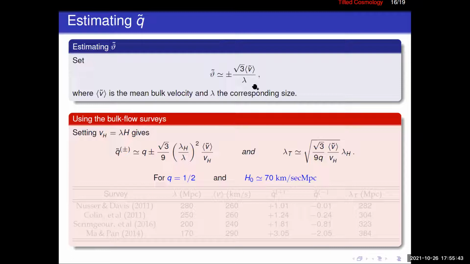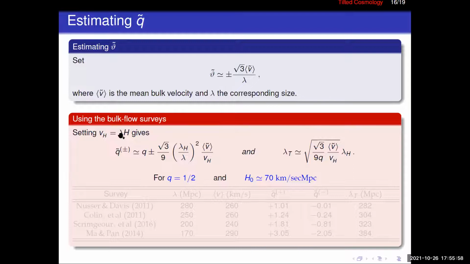And if we take this estimate and plug it into these relations, the one for Q tilde and the one for the critical length, or the transition scale, that's how they look. And now, where V_H is the Hubble velocity on the reported scale. And now you can go to some of the surveys.